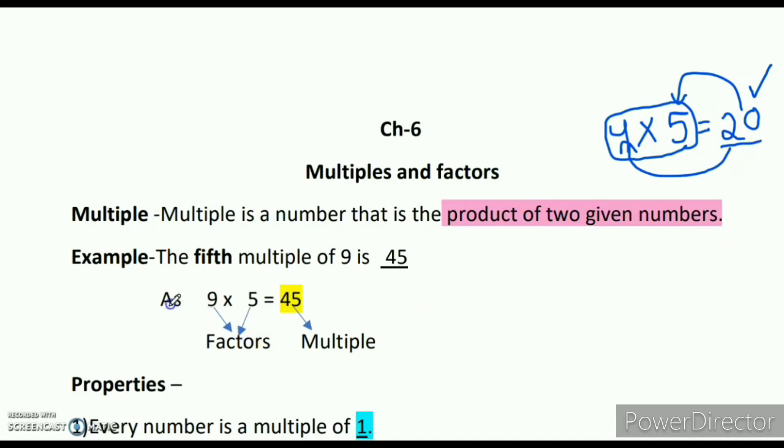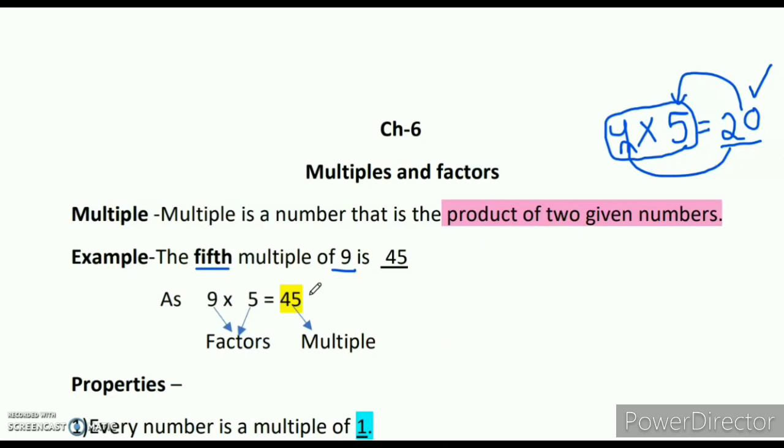Let's see one example, children. It's given to find the fifth multiple of 9. Fifth multiple of 9. So what will we do? We will multiply 9 and 5. What do we get? We get 45. So 45 is the fifth multiple of 9. Okay, children, 45 is the fifth multiple of 9.